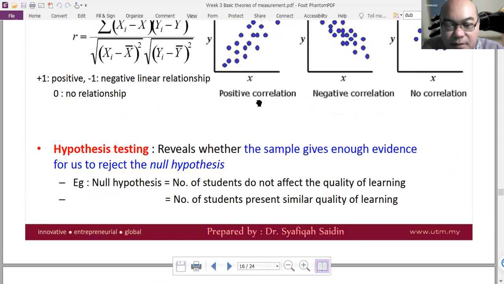What is the null hypothesis? The null hypothesis is basically like here, this is an example: the number of students does not affect the quality of learning. A number of students present similar quality of learning. So for example here, the alternative hypothesis will be that the number of students affects the quality of learning. So the null hypothesis is the opposite of that, that the number of students does not affect the quality of learning, or the number of students will present similar quality of learning.